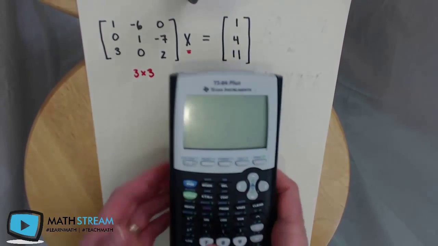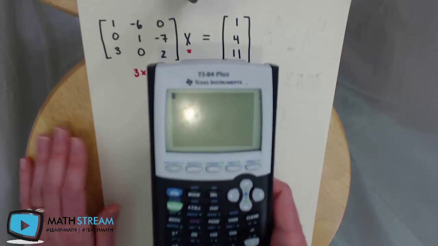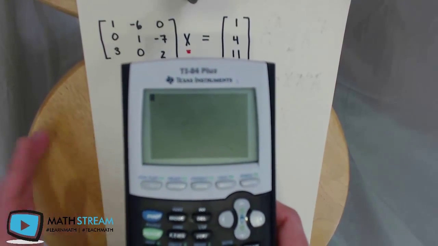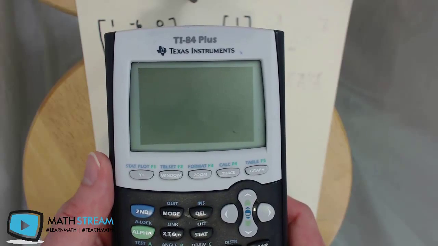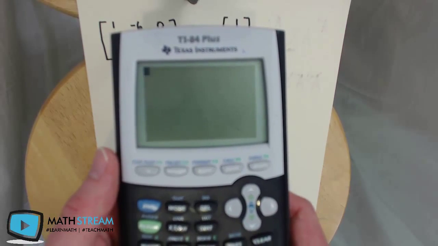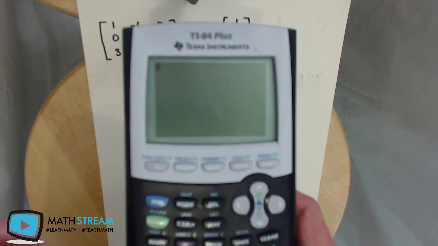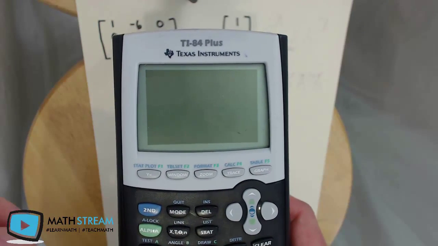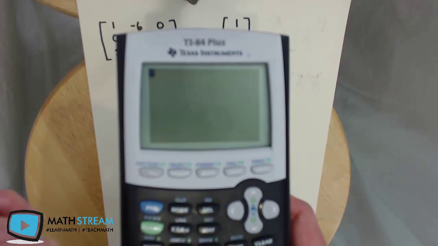So first thing you need to do is just turn it on. Oh, I guess I should clear that. You should get a blank screen. Let me see if I can get this close enough. You should get a nice blank screen there, and you want to look for the X to the -1 button here. On my calculator it's in blue. Yours may or may not be in blue.